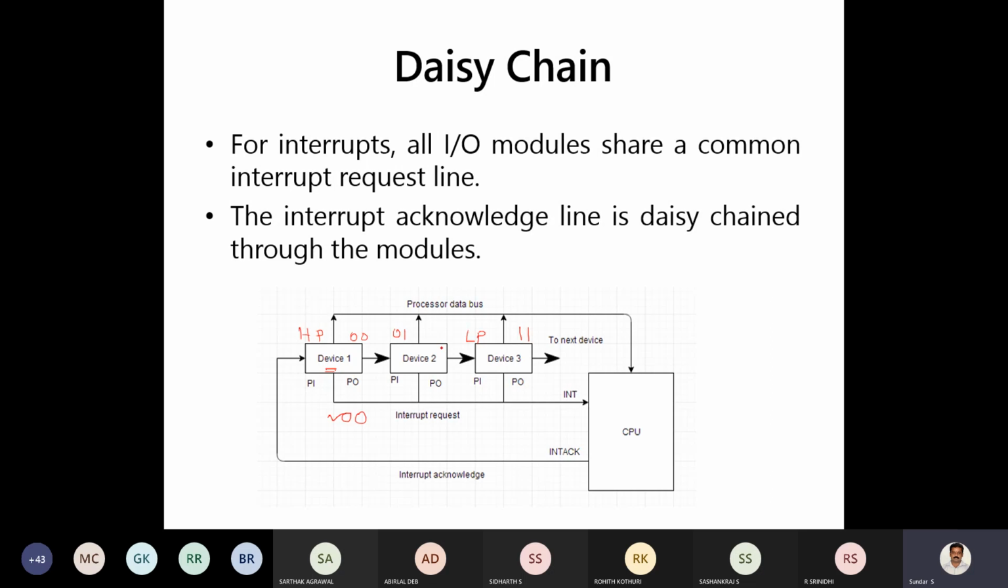Suppose the interrupt request was from device 3, that is IO interface 3. Then what will happen? The first device will forward the interrupt acknowledgement to device 2. Device 2 will forward the interrupt acknowledgement to device 3. Now device 3 will send 11, because that is its address, to the CPU. So the CPU will understand the interrupt was raised by this device, so it can directly interact with that device. So this is the way multiple devices can be connected to the CPU.